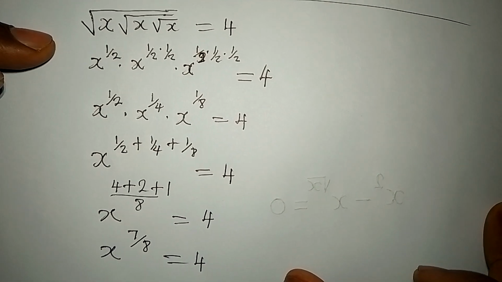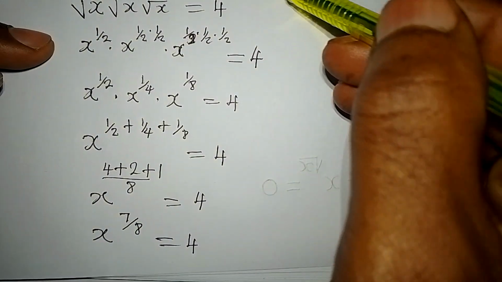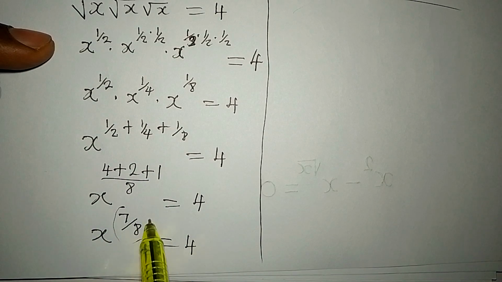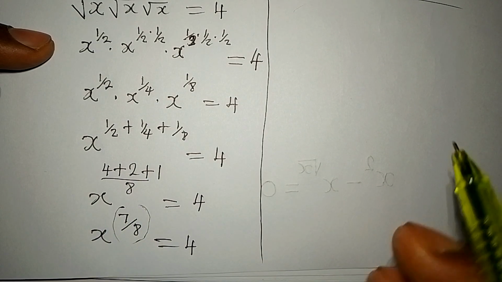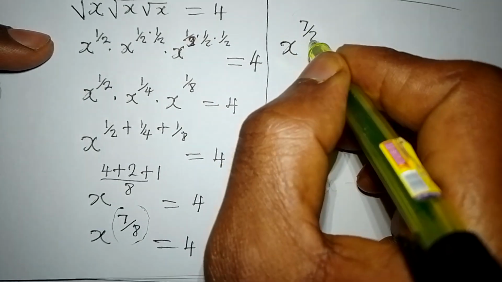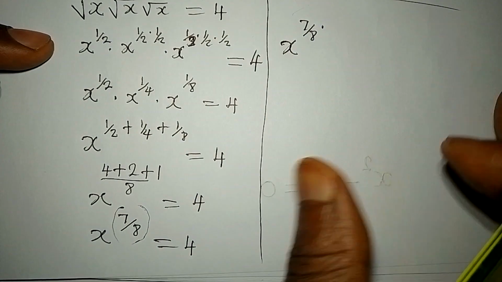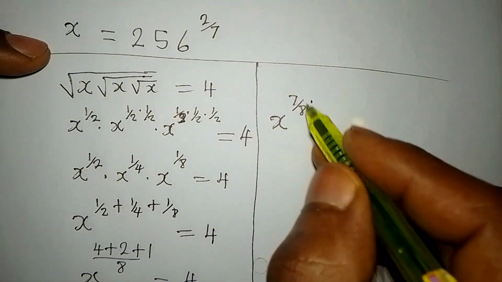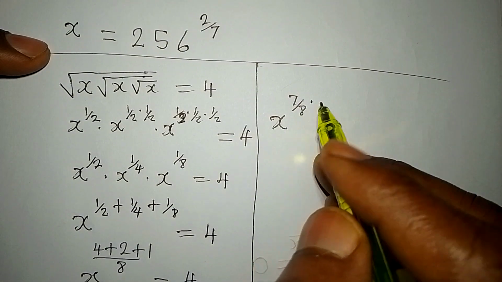Now let me continue from here. We have x to the power of 7 over 8, right? To remove this power from here, we multiply it by its reciprocal. We have x to the power of 7 over 8 multiplied by the reciprocal. For us to do that, we just turn this around. The denominator will become the numerator.